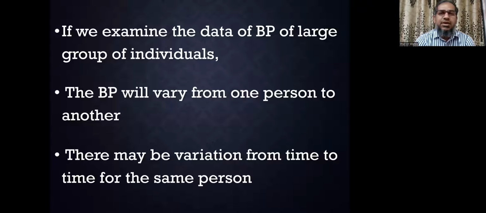Suppose we perform a study and we take the blood pressure of a large group of individuals. What we'll see is that each individual will have a different blood pressure reading. It will vary from one person to another. It may also be possible that the blood pressure of one person in the morning will be different, and in the evening will also be different. So these differences in the observations of the blood pressure of individuals are called variation in the blood pressure.